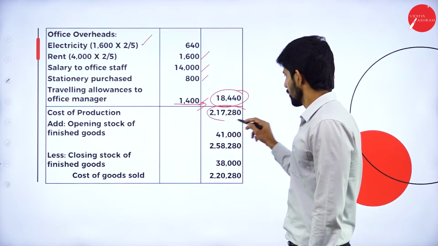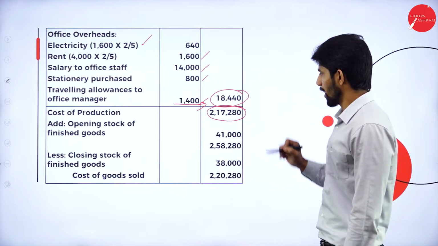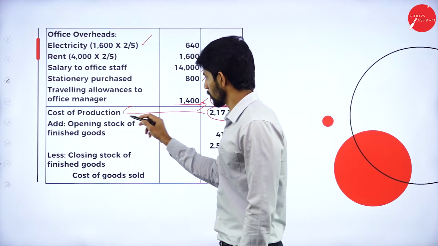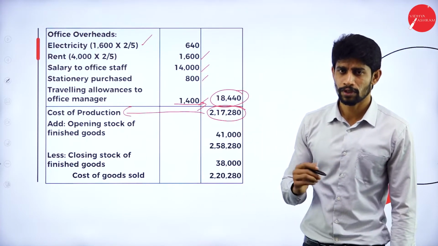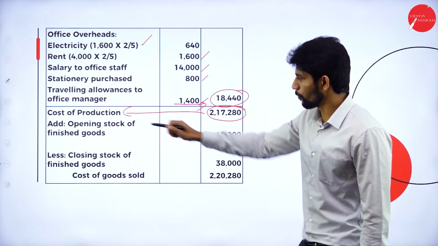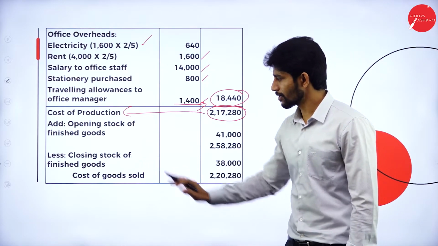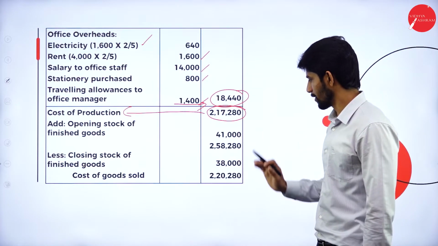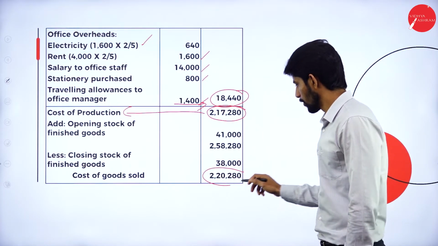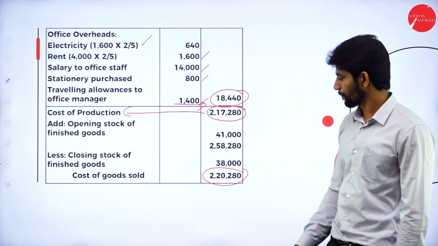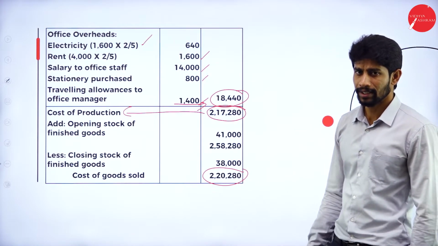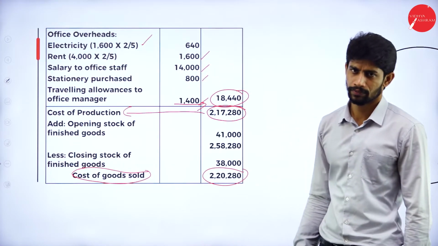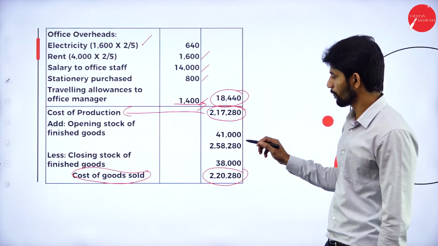You will get rupees 2,17,280. So this value is called cost of production. For cost of production, add opening stock of finished goods less closing stock of finished goods. So add 41,000 less 38,000. You will get the balance of 2,20,280. That value is called cost of goods sold.